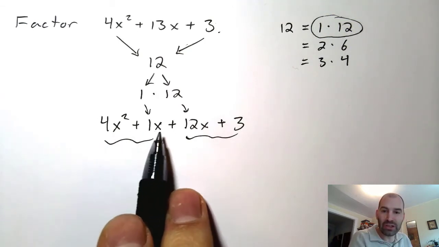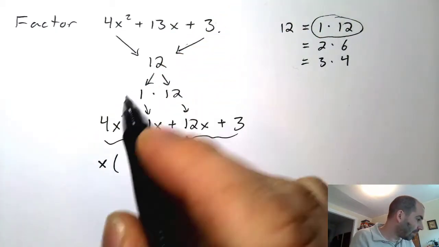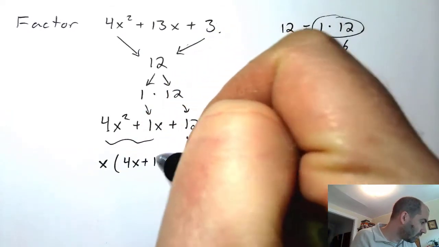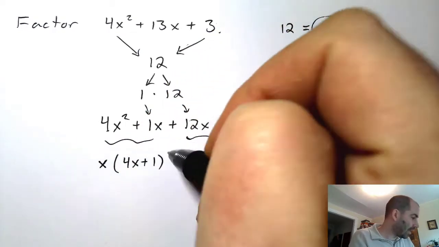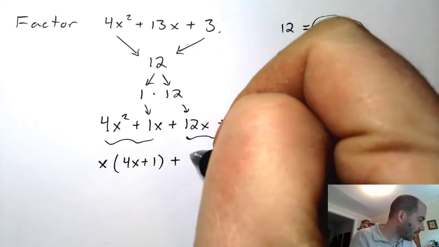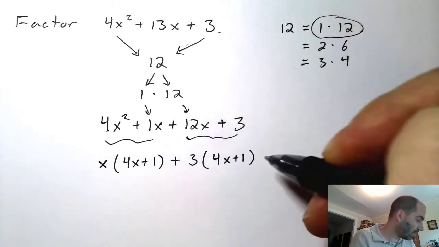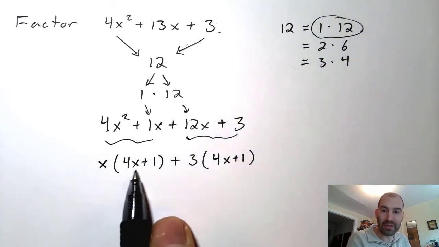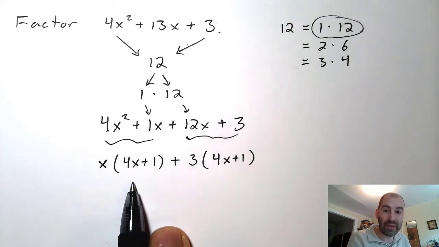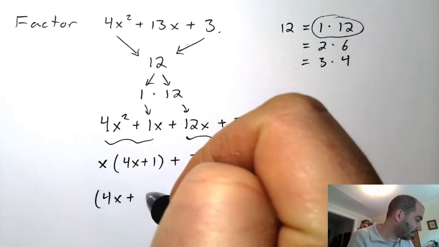So I'm seeing that the GCF here is x. And if I factor out an x, I'm left with 4x plus 1. And in the second 2 terms, the GCF is 3. And if I factor that out, I'm left with 4x plus 1. Whew! I'm really happy that these 2 terms here and here are the same. Because they're the same, I can factor that expression out. 4x plus 1 can be factored out.